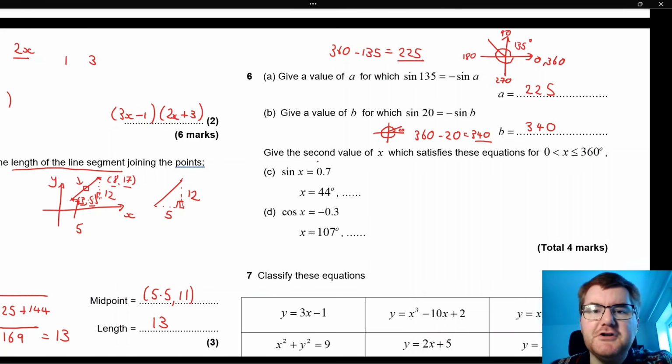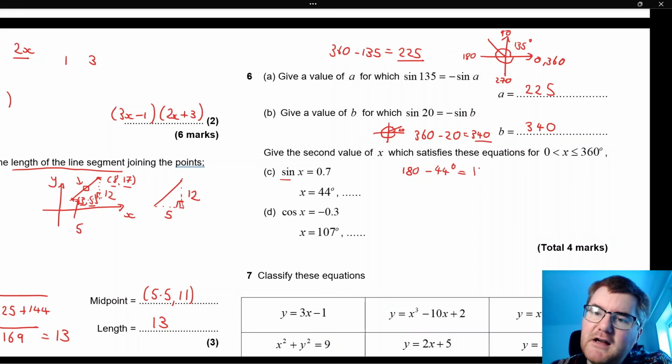Okay, and on to question C here. Get the second value of x which satisfies these equations. We're given here that sine x is equal to 0.7. We're told one of the answers is 44 degrees, and we want to find the other answer. Again, for iGCSE, there's a little trick you can do here, which is for sine, it's always going to be 180 minus whatever answer that we've got to work out the other answer.